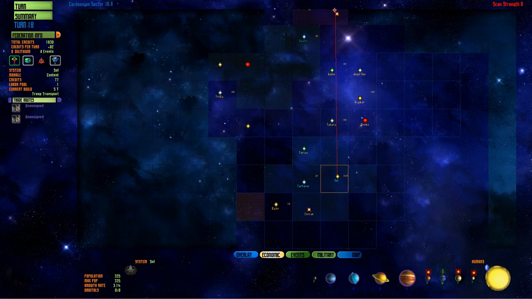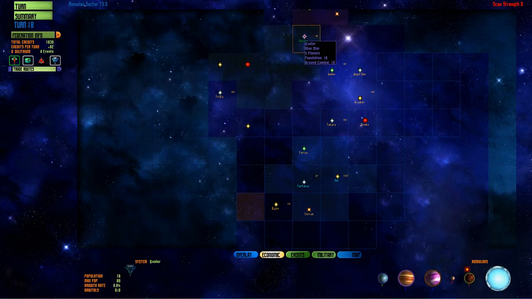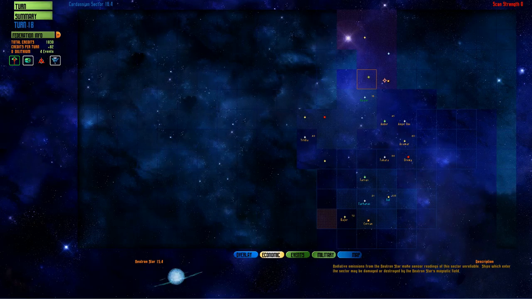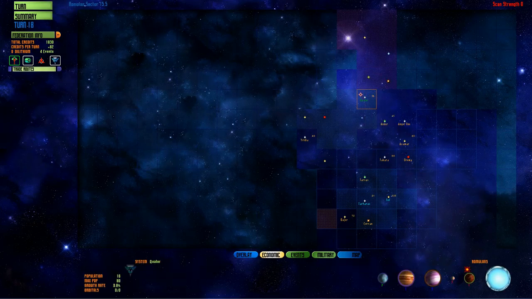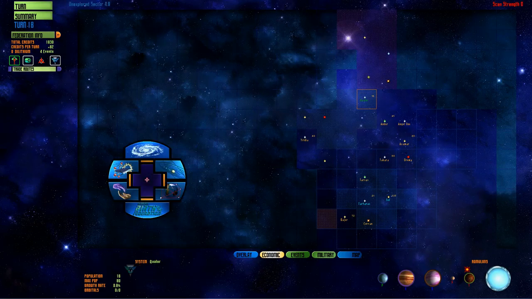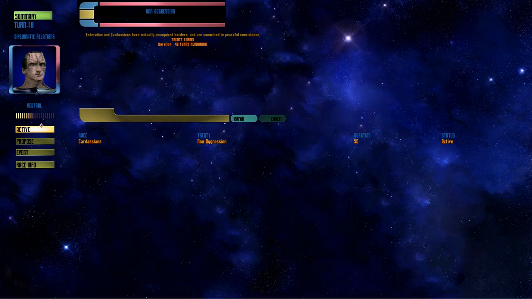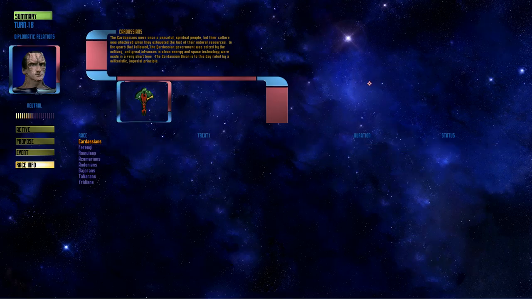Not because we don't actually know where they are. So let's look at the Cardassian. These are the Cardassian over here. Let's go to the large map, maybe. So we don't know what this is. Not the Cardassian. So I don't even know where they are.